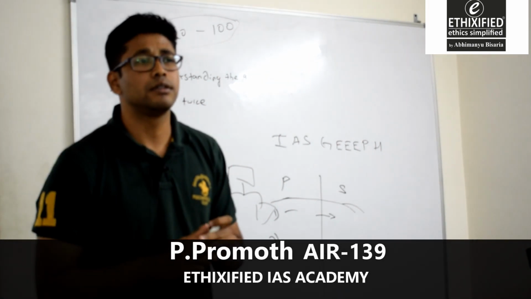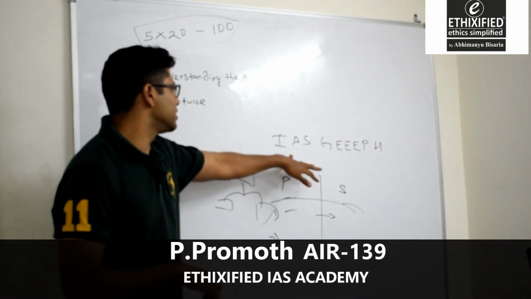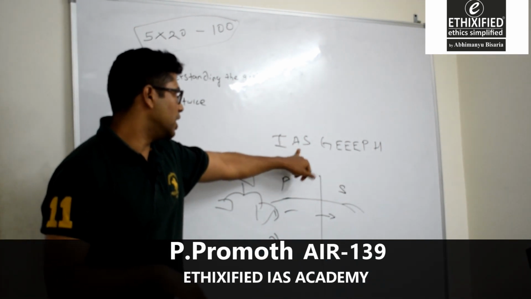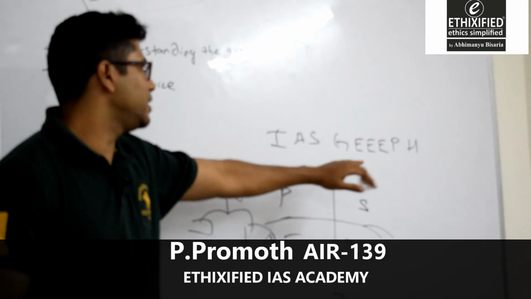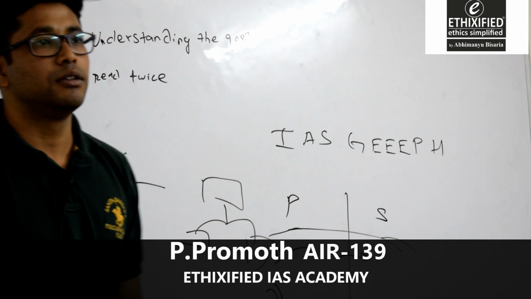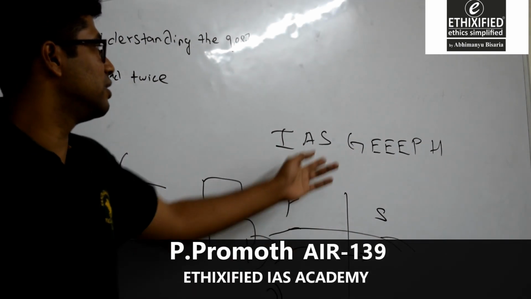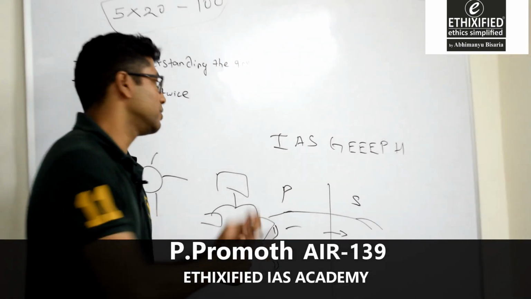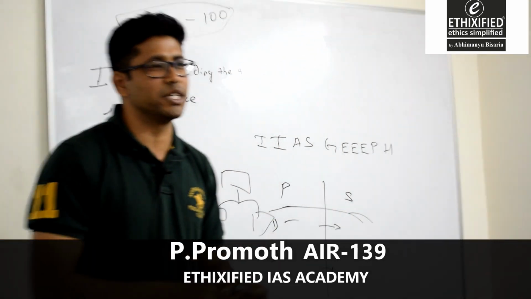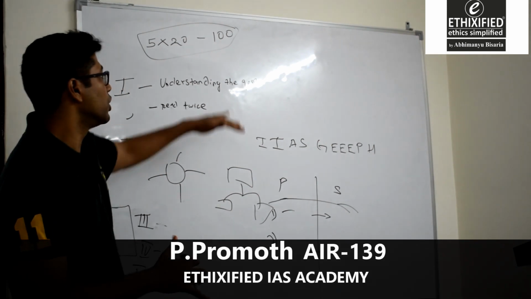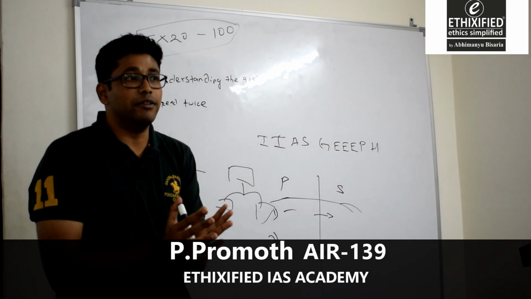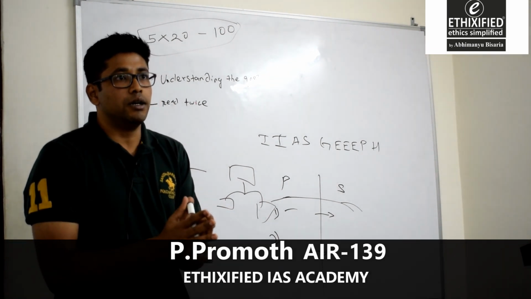Can you please expand the acronym again? You can make your own, but this is like I for internal security, A for agriculture, S for society, G for geography, ethics, environment, economics, polity and history. For me, international relations would be under polity. If you want, you can write for international relations also. So it is something that you can customize for yourself. So an answer should have all these 5 units as much as possible.